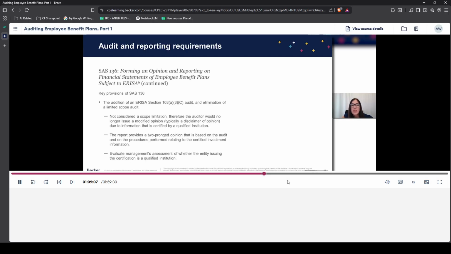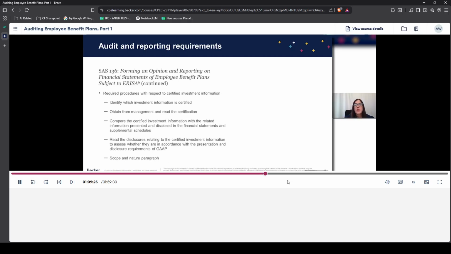Some of the key provisions here, obviously under a 103(a)(3)(C) audit, is we no longer have a scope limitation. It's a two-pronged opinion. And then we have management's assessment about the certification coming from a qualified institution.